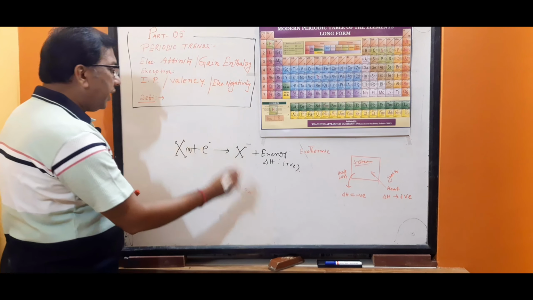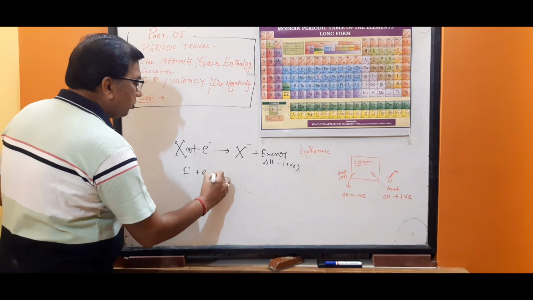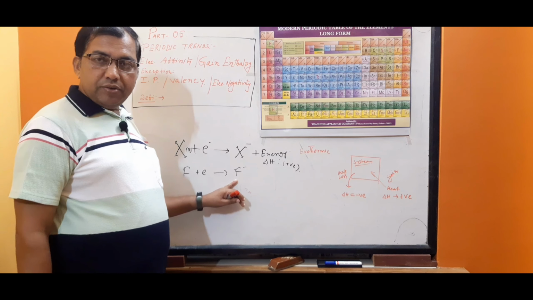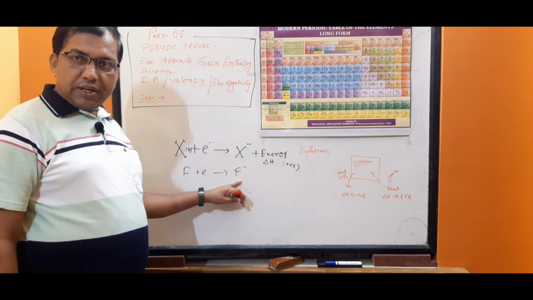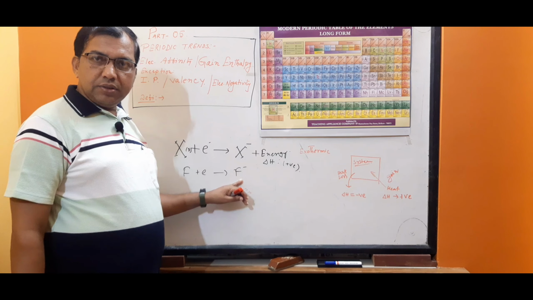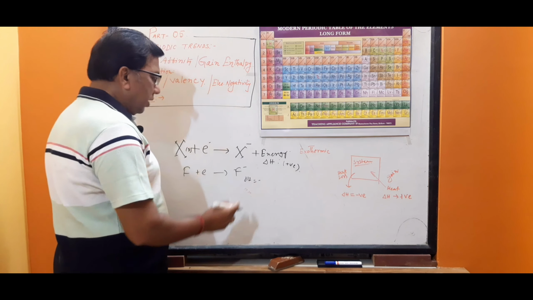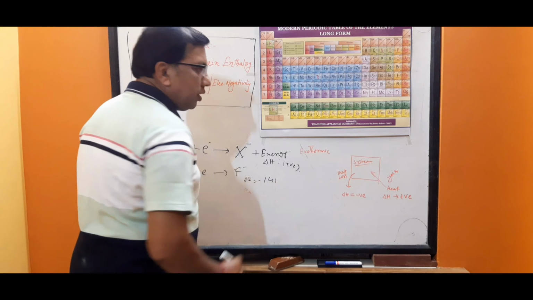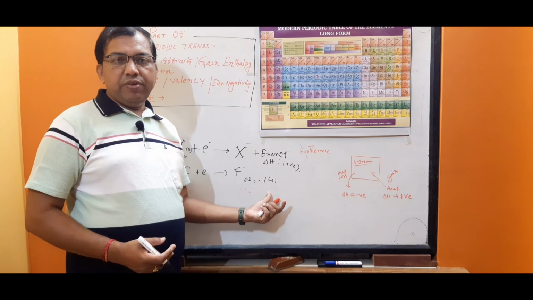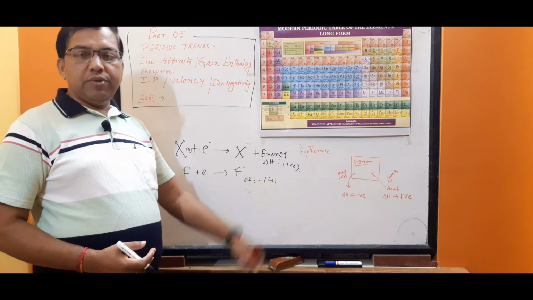Again, example: F gains an electron, F minus. Okay, this is the anion. This is energy released. So here delta H equals minus in this case, most probably minus 141 kilojoule per mole. It is not required to remember this value, it will be given.